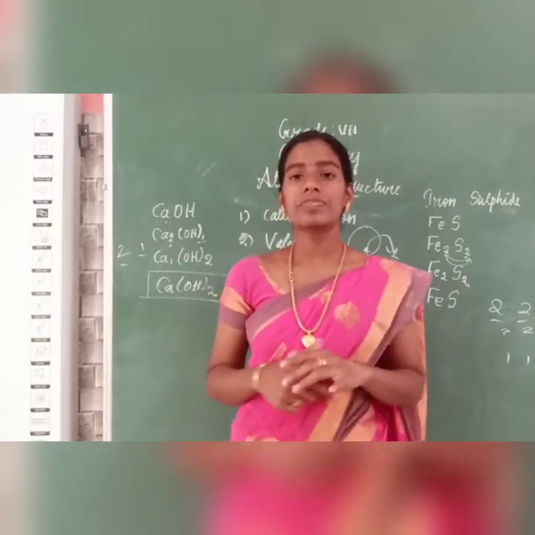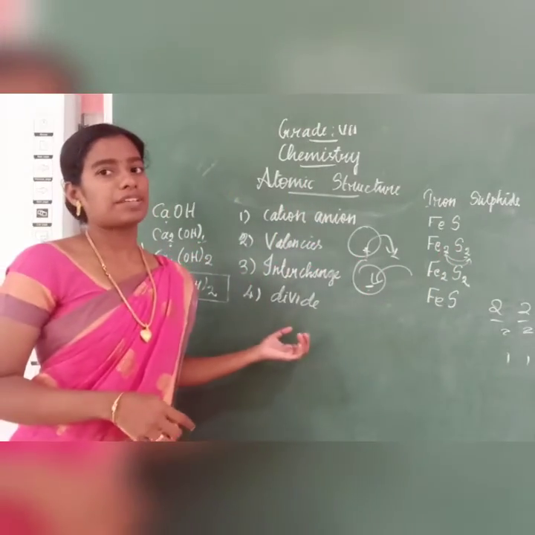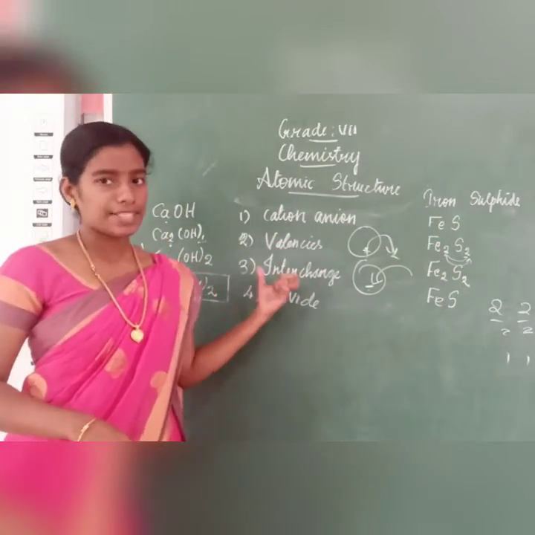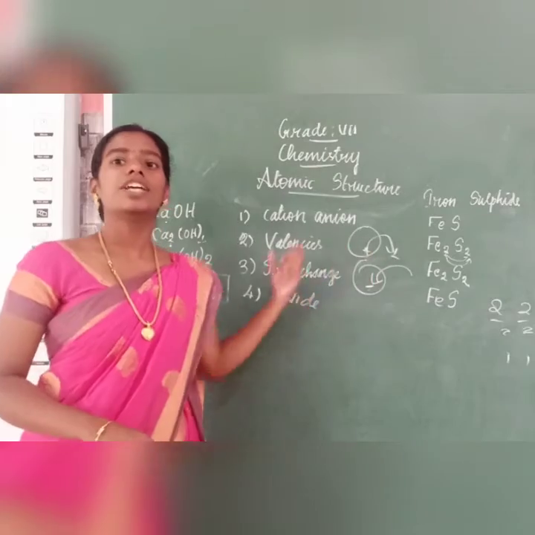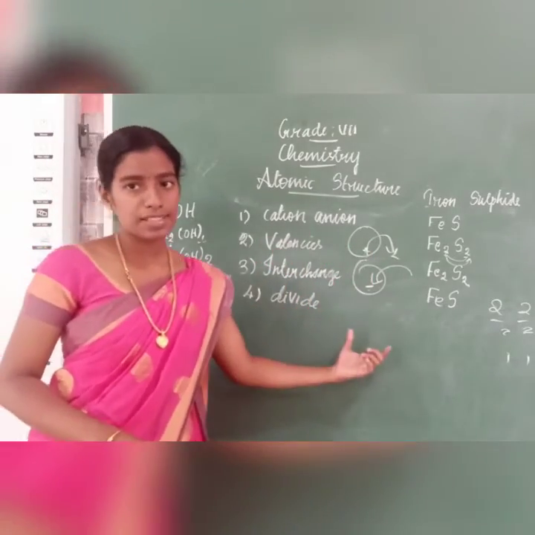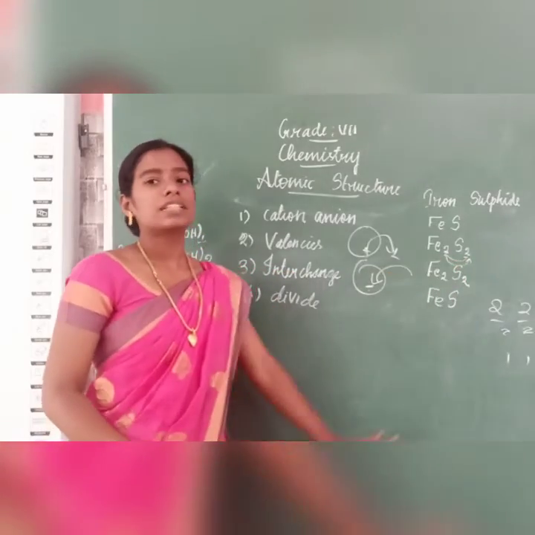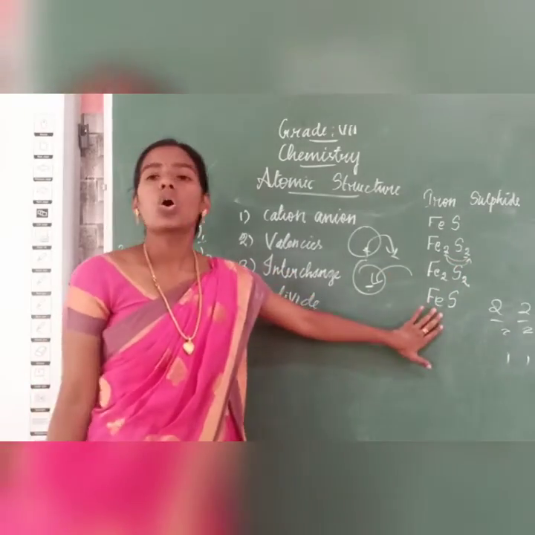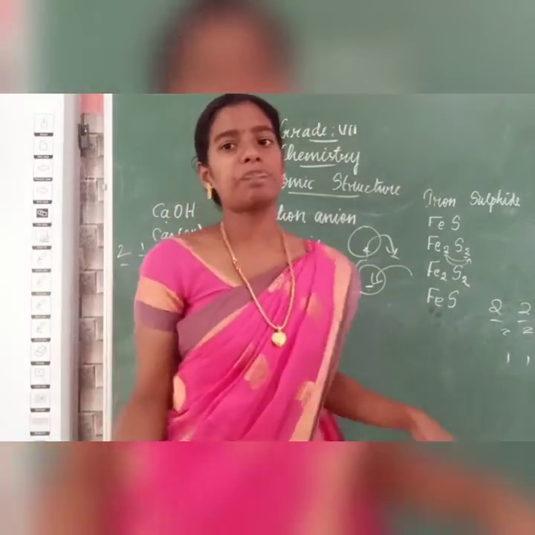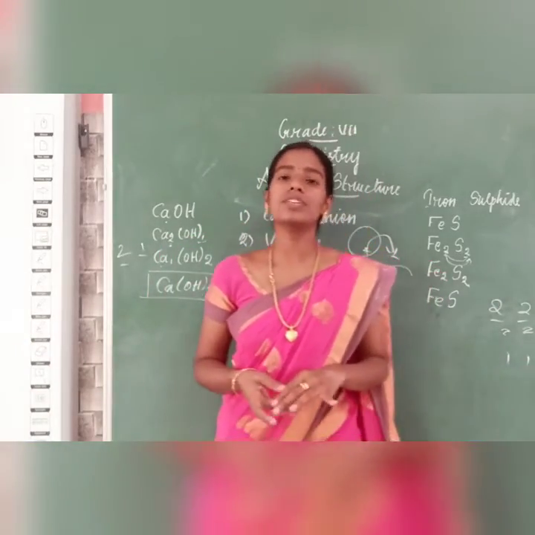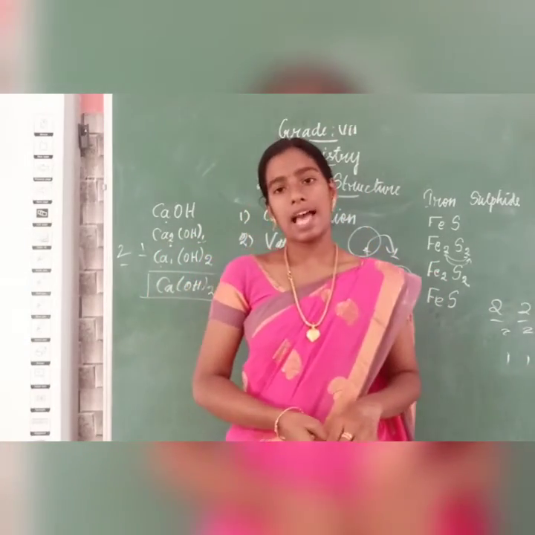Then what is the heading? This chemical formula deriving. First you have to write the cation and anion. Then you have to write its respective valencies. Then you should interchange the valencies. Then you have to divide by a common factor if possible. If there is a common number to be divided, you can divide. Otherwise, you can write as it is.